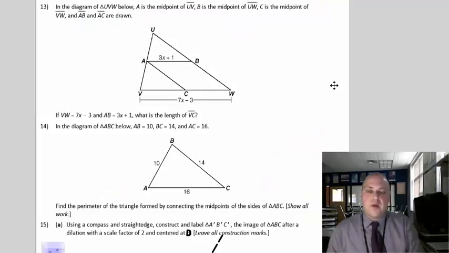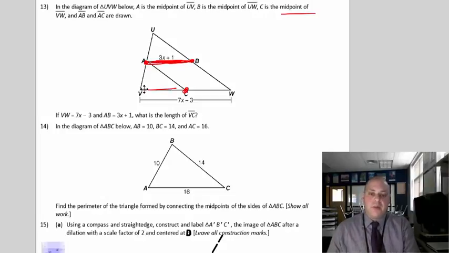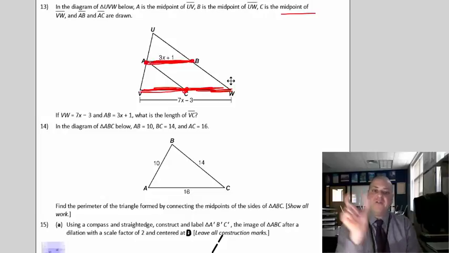In the diagram below, A is the midpoint of UV. So this is a midpoint. B is the midpoint. C is the midpoint. So we are doing the mid-segment theorem. This mid-segment AB is half of the parallel side.